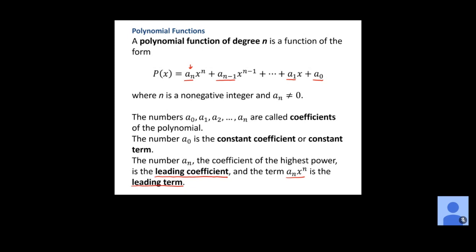Any questions about just the general form of a polynomial function now, or what any of these terms mean?